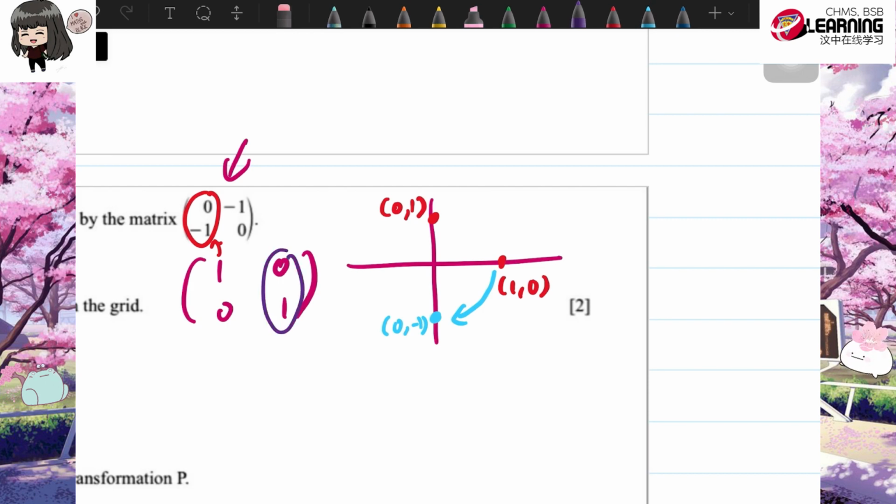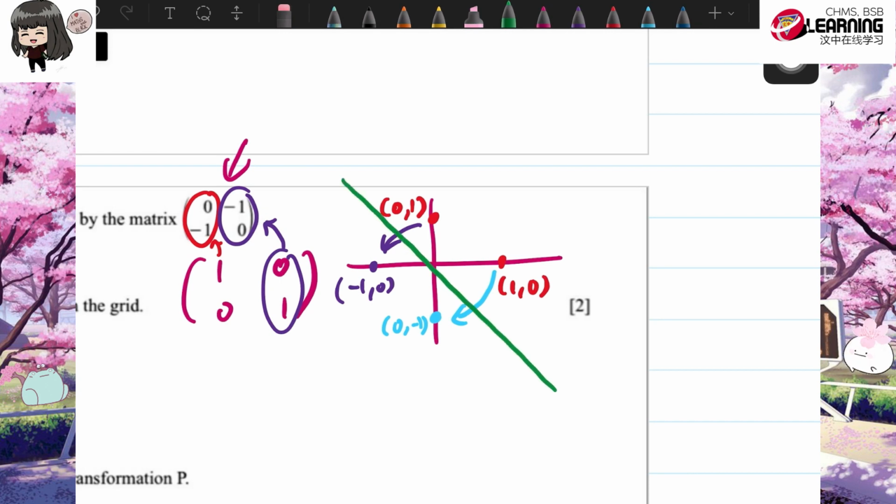And your (0, 1) will go to (-1, 0). (-1, 0) is here. Here will go to here. So when you see this point go here, this point go here, right? It's basically a reflection of a line. What line? This line. This is y equals negative x. You see, it's a reflection under this one.